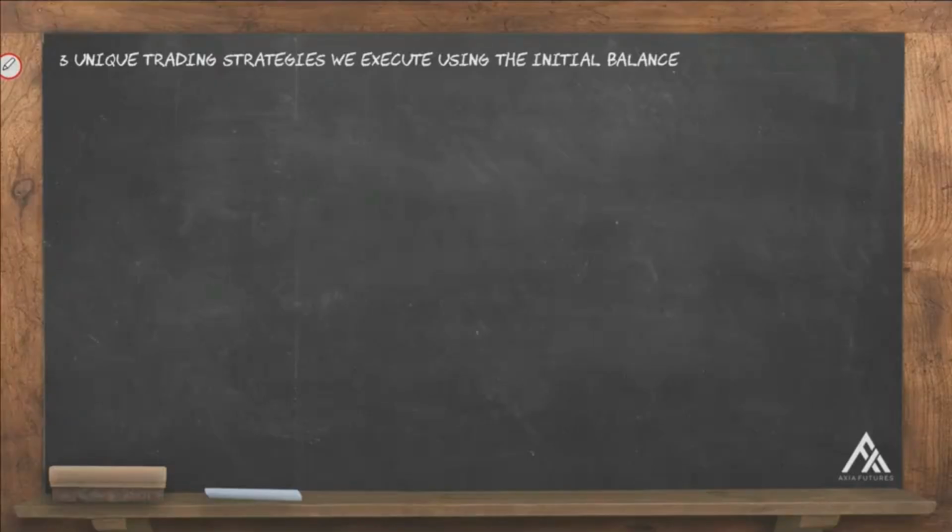Now that we've spent a little bit of time discussing what the initial balance is, let's take a look at 3 unique trading strategies you could execute using the initial balance. The first time we would look to use the initial balance is when there's key structure or identifiable structure in the market. So what would this structure look like? Let's look at a basic example.